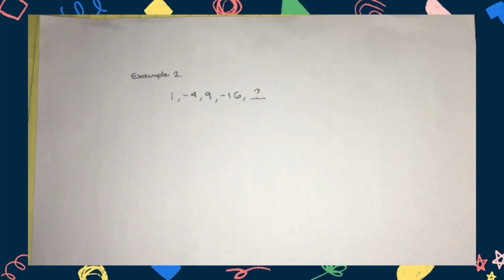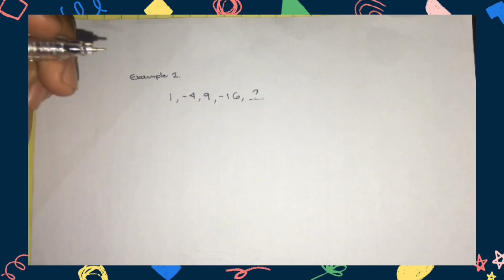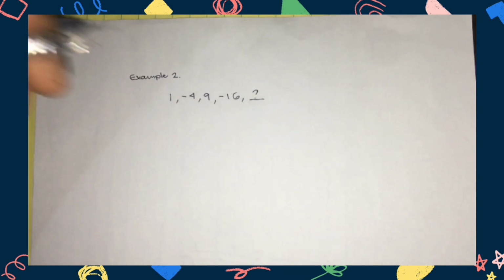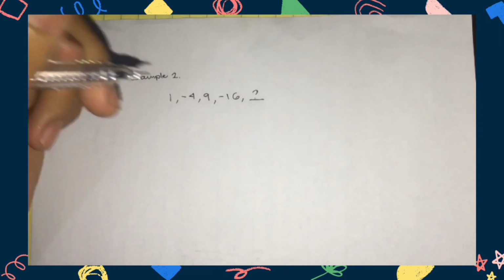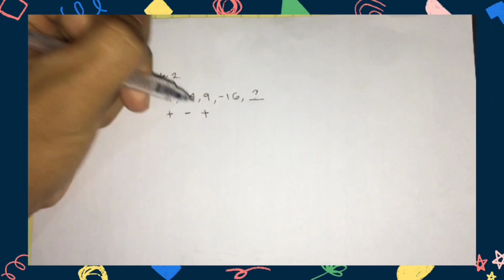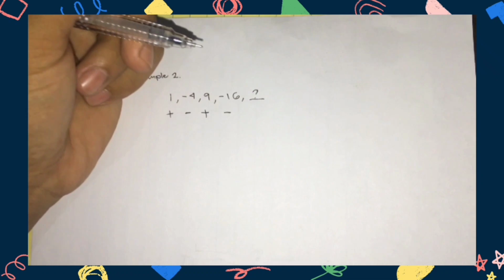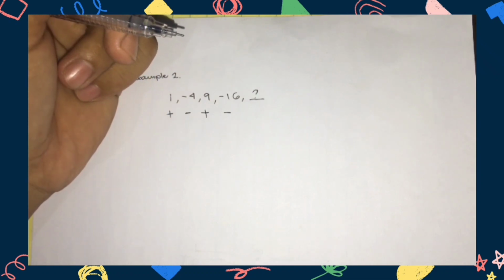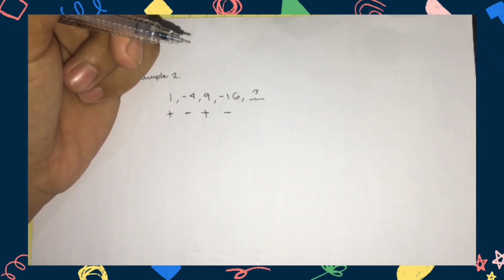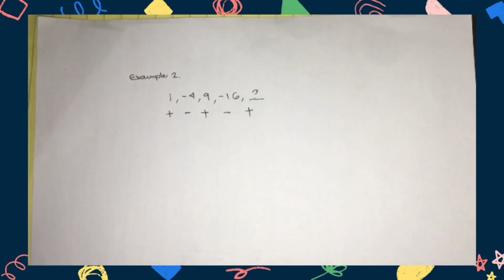Example number 2. In this sample, we are going to predict the next number by using inductive reasoning. As we can see in this sequence, there are two patterns. First is the signs: positive, negative, positive, negative. Obviously, in the first pattern, the last number is negative, so the next one is positive.